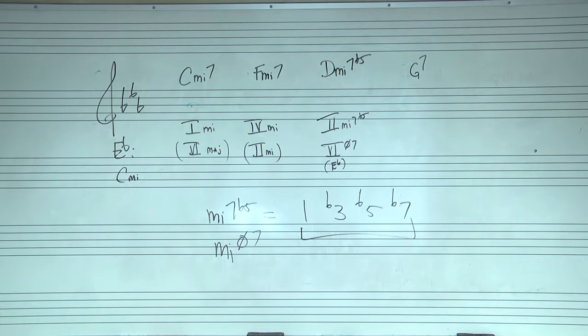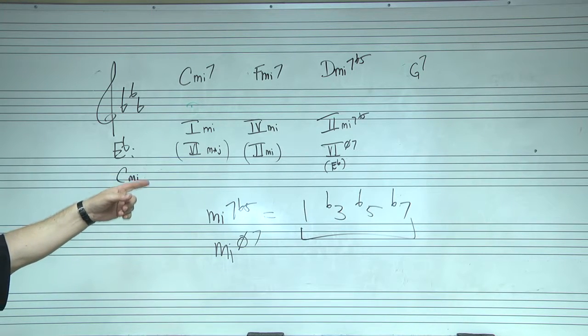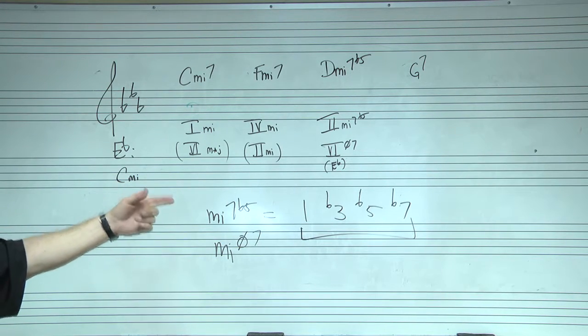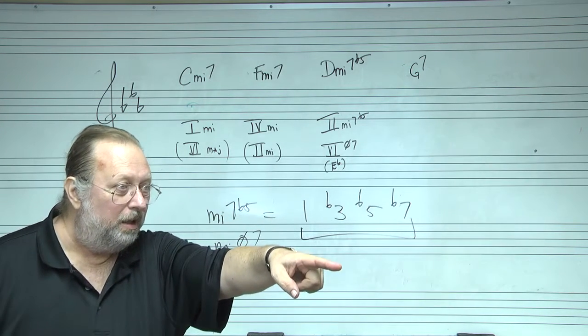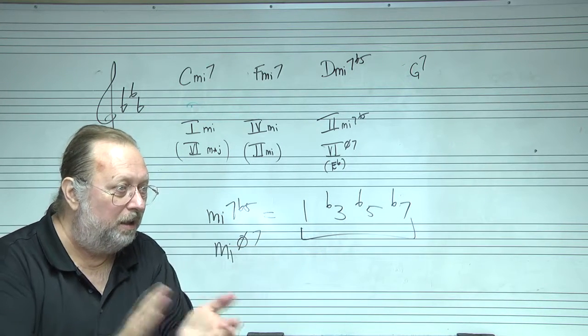Okay. So what's happening here? We got a D minor 7, which is our 2 chord in minor, going to a 5 in major, and then back to a 1 in minor. It goes to the harmonic minor, right? Because it's the regular 7, not the flat 7. Oh, yeah.